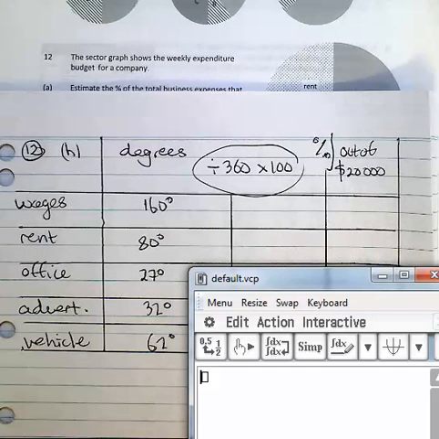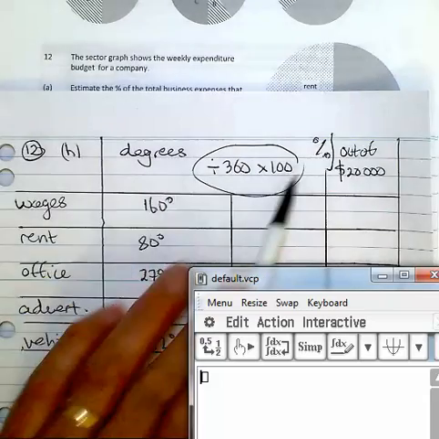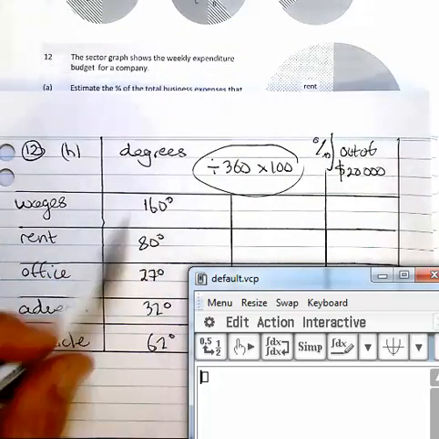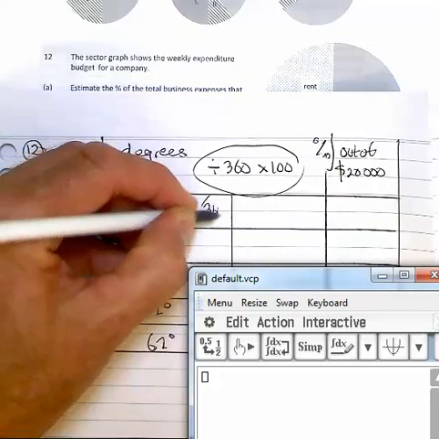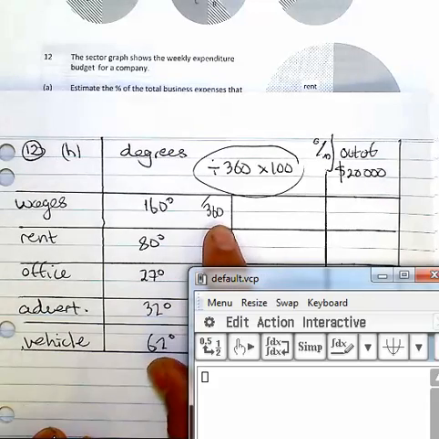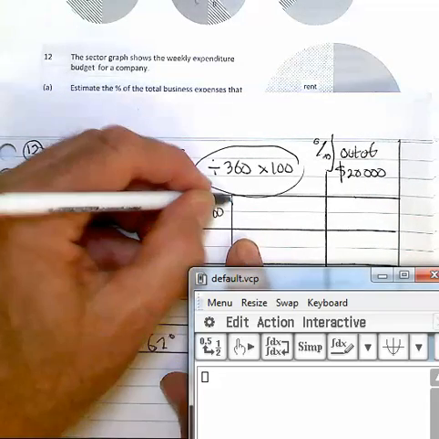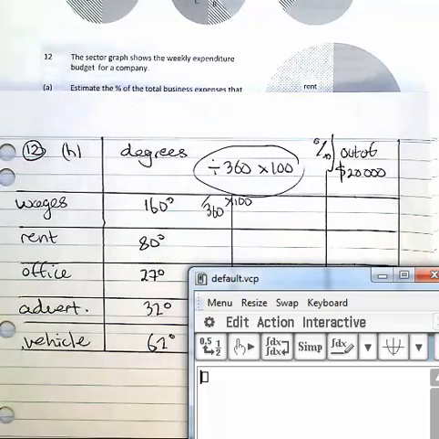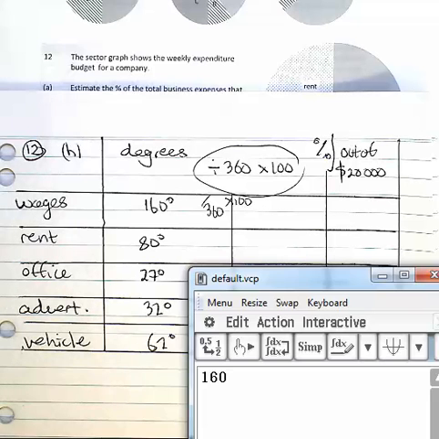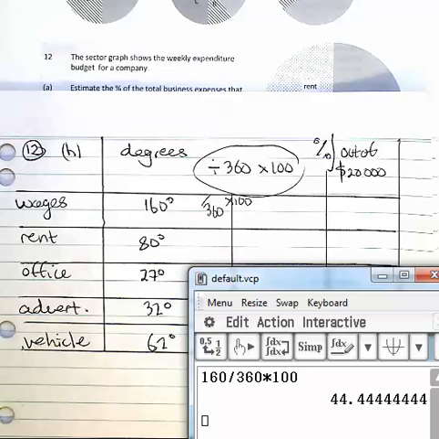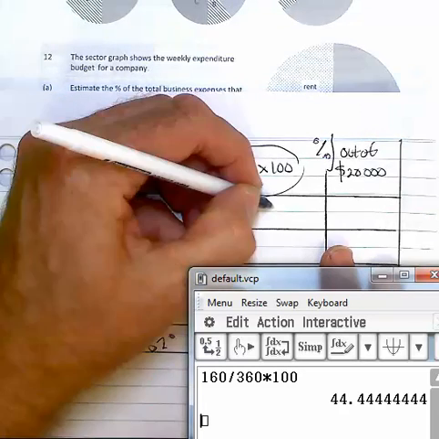I'm now going to convert the degrees to percentage. Firstly, they're all out of 360 degrees, so I'll make that a fraction, and then to make it a percentage, times by 100. Each of these in turn divided by 360 times 100 gives me a total of approximately 44%.